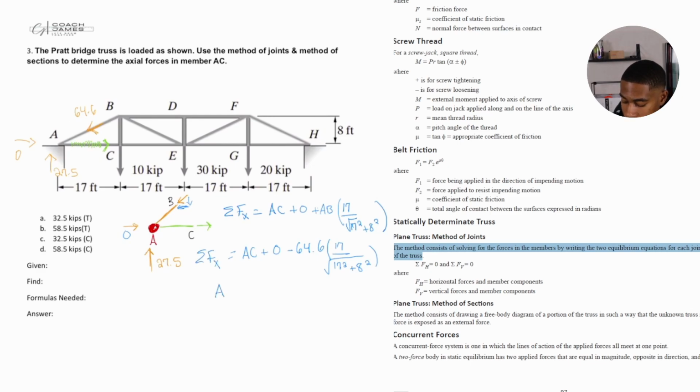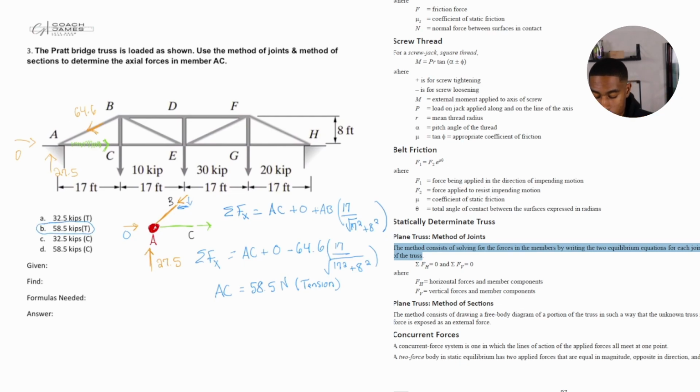So AC is going to equal 58.5. And it just means it's a positive value, so it means that it is in tension. And only because we drew it the correct way. If this number would have come out negative, then we would have known it was in compression. So 58.5 in tension.